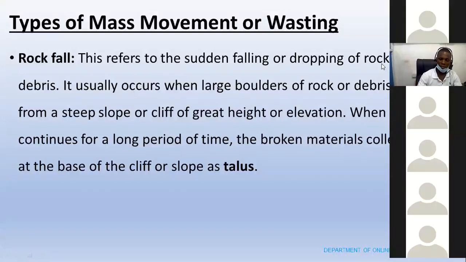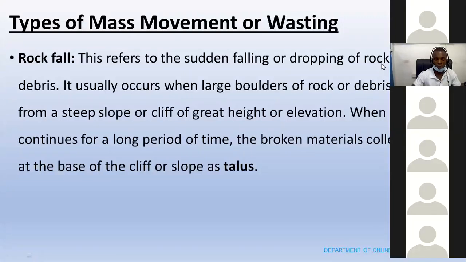It is based on this factor that we are able to arrive at these various types of mass movement or mass wasting. Now, when you take the rockfall, among the other types of mass movement, the rockfall is the most sudden and the fastest type of mass movement among the various types. So take note of this point. Very, very important.